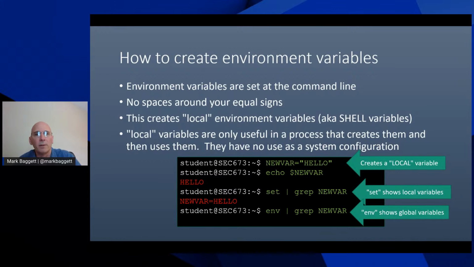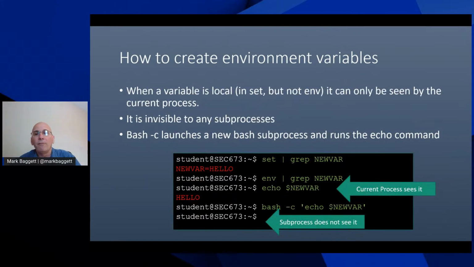Let's look at my slides, make sure I'm not forgetting anything I wanted to mention. So we've got our local environment variables. If you just create one like this, it's local. And you can use it within that process. It shows up in set, but not in env. If a new process was to try and access it, it would not see it.